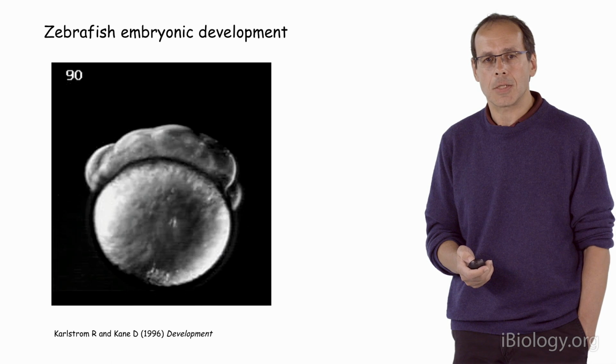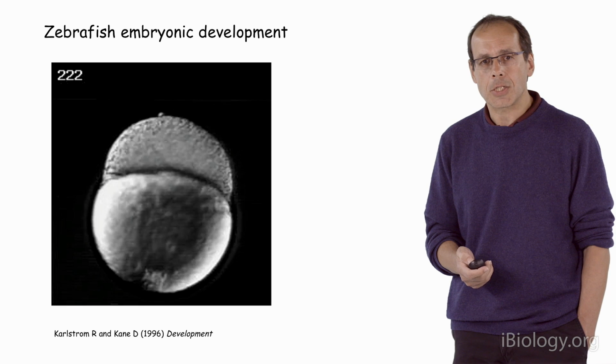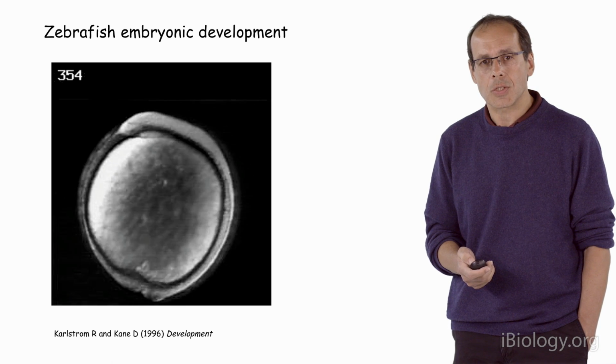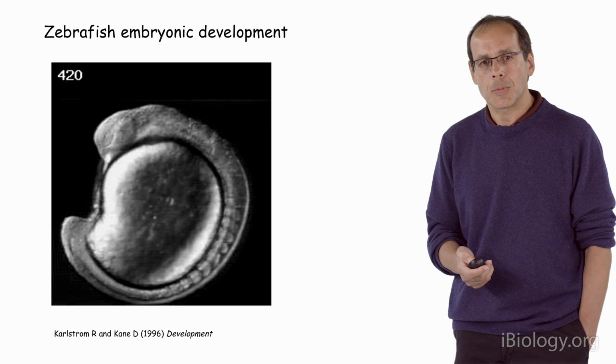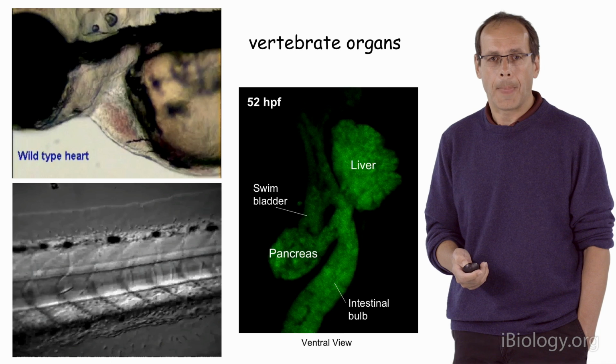As I said, a series of rapid cleavages forms the blastula, and then gastrulation starts during a process called epiboly, by which the cells surround the yolk mass. You have somitogenesis, and then at 24 hours, the heart starts beating.